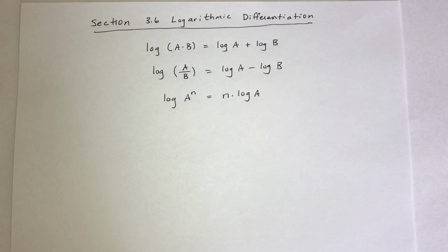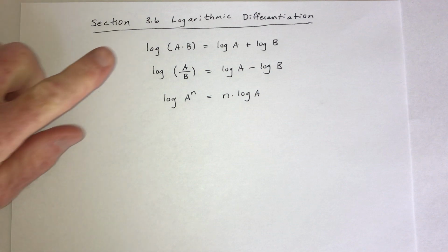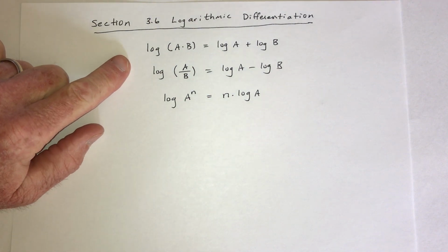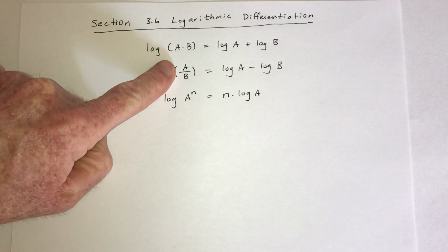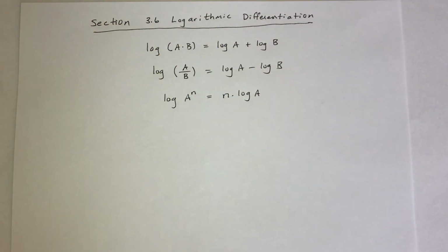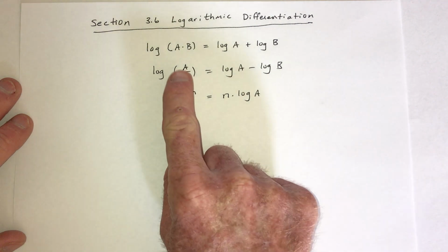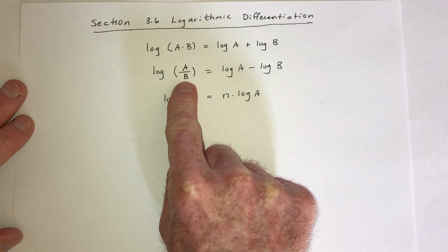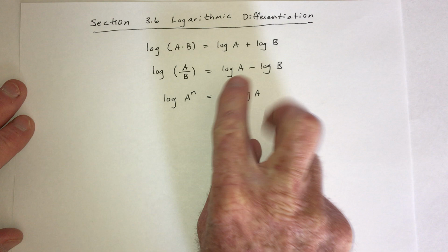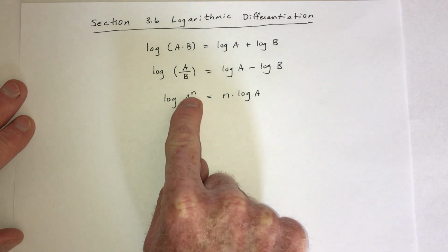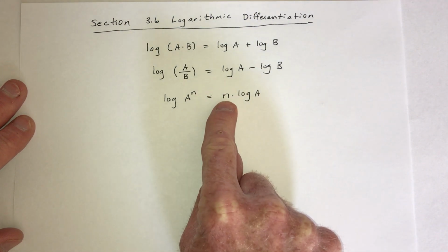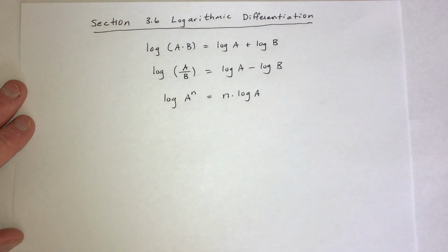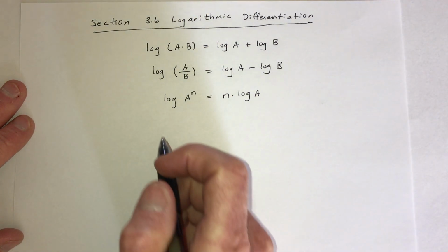So in section 3.6, we're going to be using the derivatives of logarithms to help us do more complicated problems, or more fun problems. From pre-calculus, hopefully you remember these rules. For the log of a times b, you can break that up into two logarithms as long as you add them. When you're dividing a divided by b, you can break that into two logarithms as long as you subtract. And if there is an exponent on the a, you can bring it in front and multiply. So that's the review from pre-calculus.